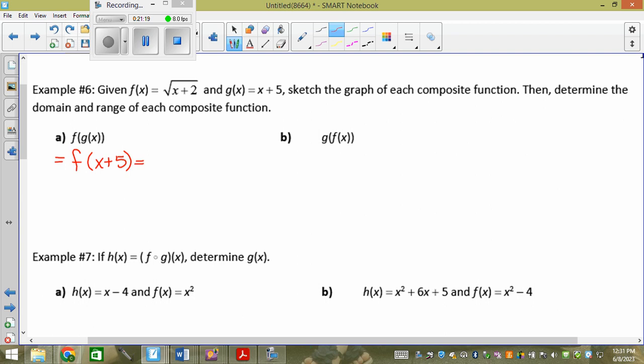Then what am I going to do? Put x plus 5 in for the x's in f, right? So the x in f is square root x plus 2. So I'm going to get square root of x, which is x plus 5, plus 2. Did I need the brackets in this case? Do I have anything in front of the bracket? No, so I don't actually need the bracket, but I put it there to prove a point. So what do I have? I have the square root of x plus 7. What is my domain of this one?